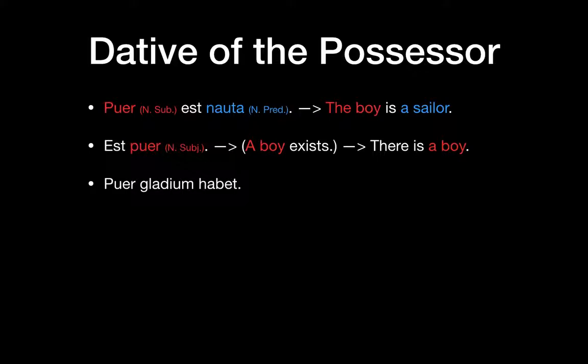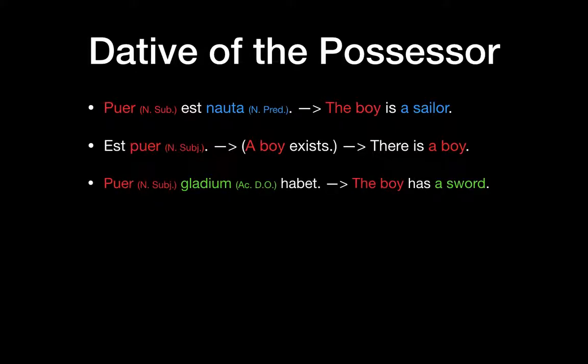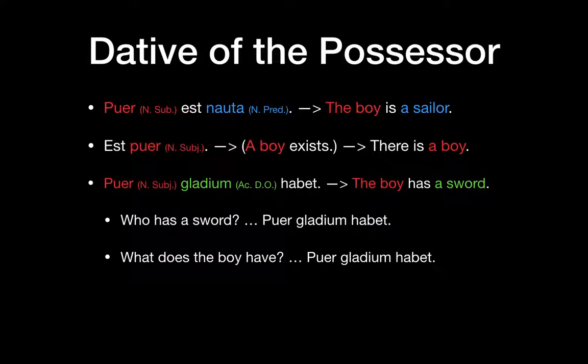How about this sentence? Puer gladium habet. Puer is still the subject. Gladium, you can tell by the form, is the accusative, and therefore the direct object of habet. The boy has a sword. It's as though this sentence is answering the question, who has a sword? Puer gladium habet, or what does the boy have?